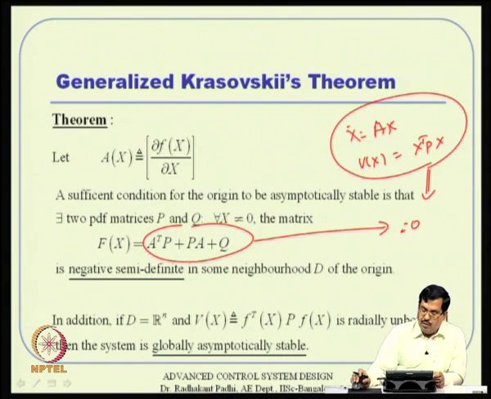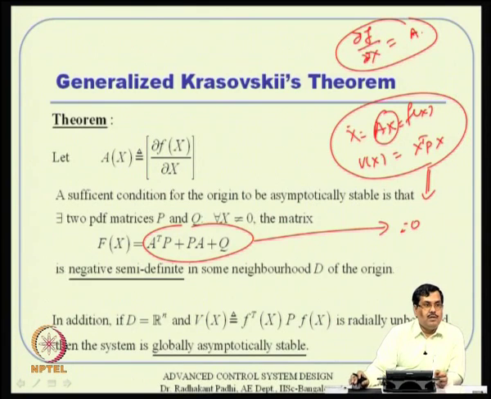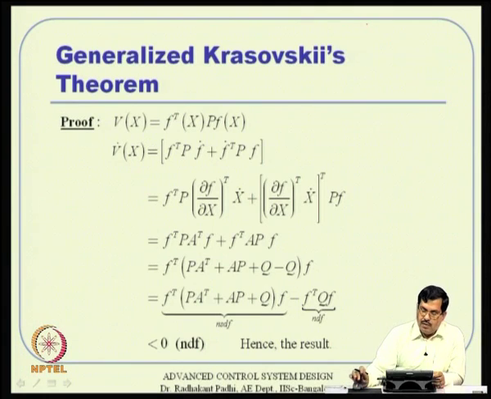Right, and why is it so? Because if I talk about this linear time invariant system, this is my f of x, this A times x. So, what is my del f by del x? Del f by del x is simply A. I will end up with simply A. So, all these concepts are nicely exploited on that side.